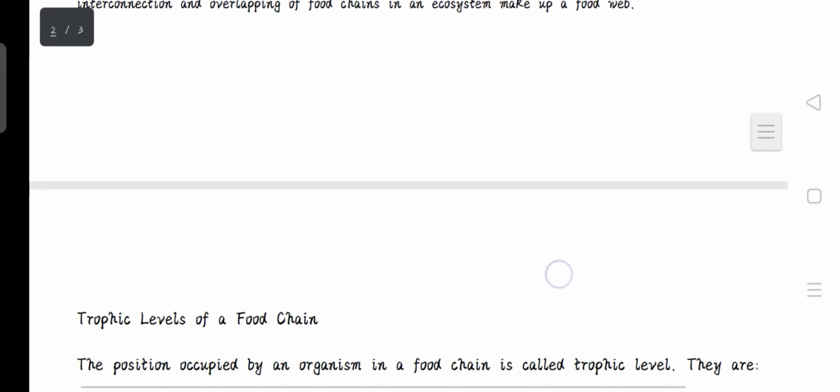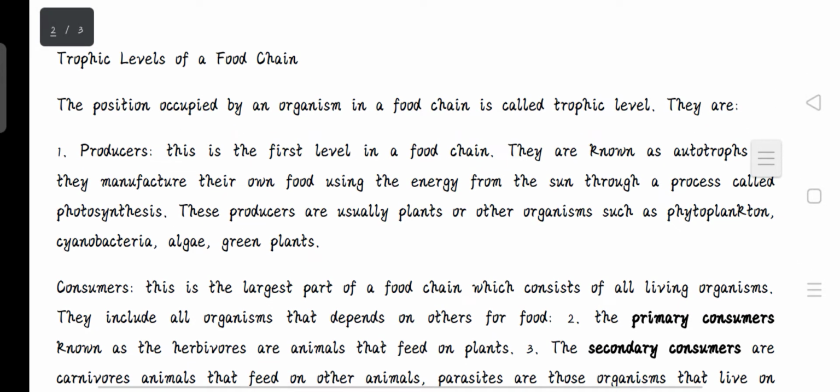So that takes us to the trophic levels of a food chain. There are certain positions occupied by organisms in the food chain, and these positions are called the trophic level. So what is a trophic level? Trophic level is the position occupied by organisms in a food chain. These positions refer to the roles, the responsibilities, or the functions of each organism in a food chain. This is to say that an organism can be a producer, some can be a consumer, while some are the decomposers. So let's take a good look at them.